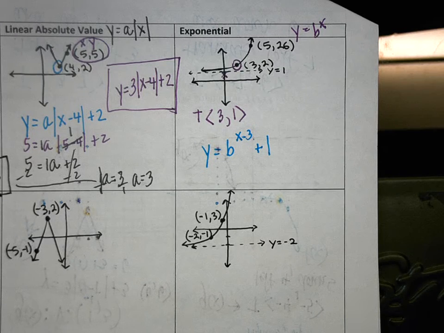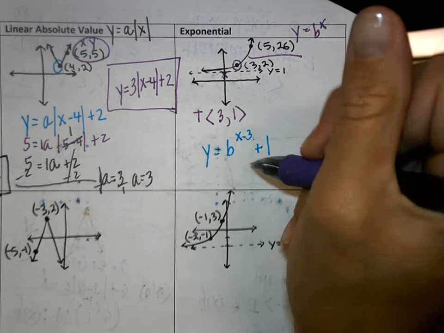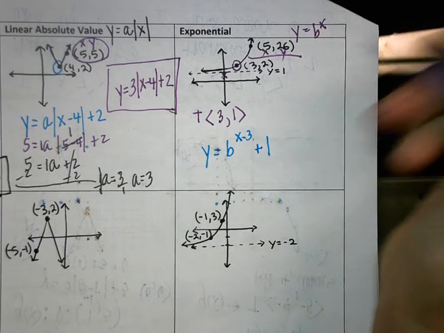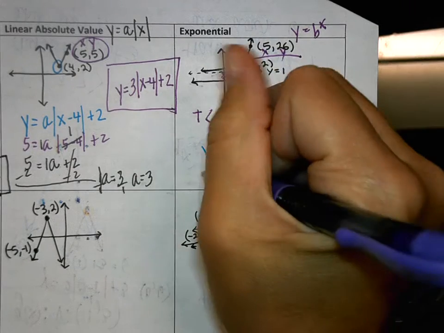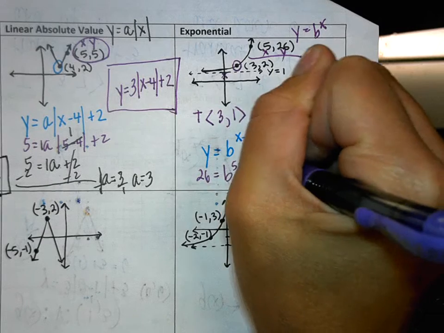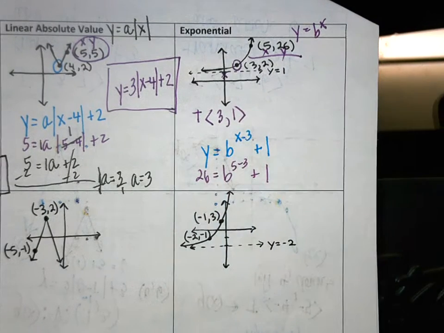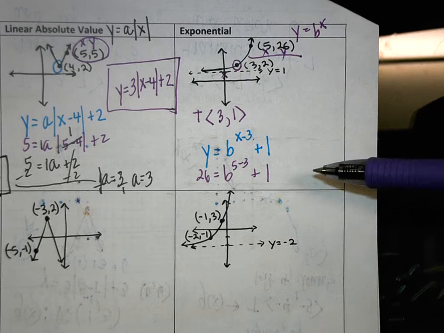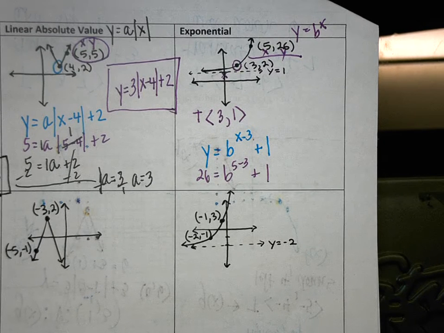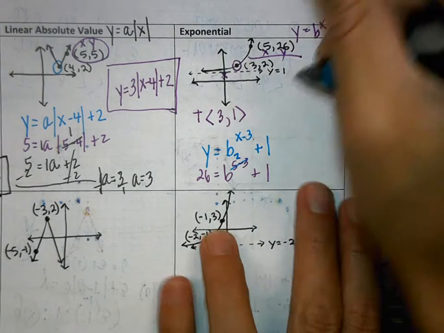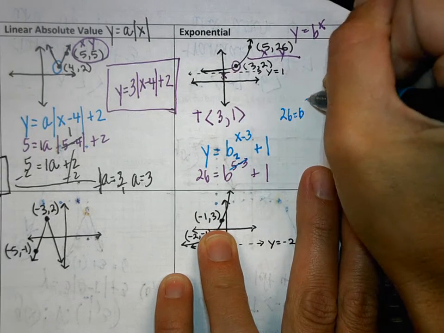Good, we're going to plug in this other ordered pair for x and y in order to simplify and solve. So this is x, this is y. We plug it in, so that means I'm going to write 26 equals b to the 5 minus 3 plus 1. And we have to solve for b. What would I do first in order to solve for b? Okay, you could simplify. 5 minus 3 is what? 2. Okay, so that means I have 26 equals b to the second plus 1.